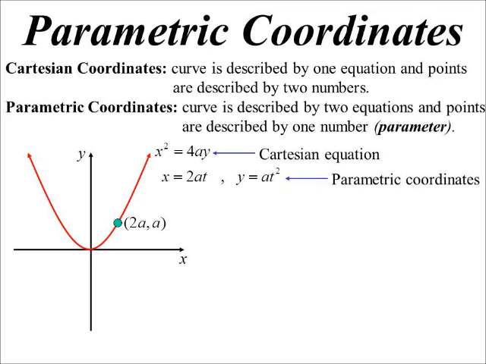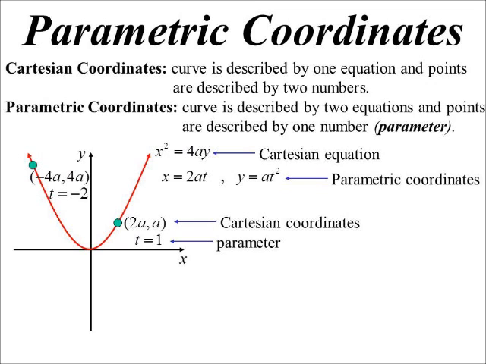So this point here, the point (2a, a), those are the Cartesian coordinates. The parameter at that point would simply be 1, that's where t equals 1. Because if we were to sub that into the parametrics, x becomes 2a, y becomes a. And so each individual point could be represented by just a single number, or a parameter. Over here, -4a would be when t equals -2.